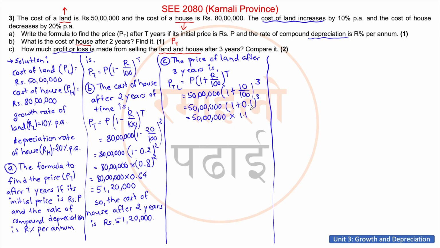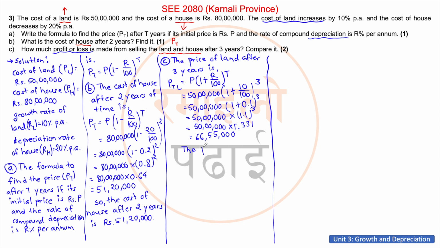is equals to 50 lakh times 1.1 power 3 is equals to 50 lakh times 1.331, and multiplying that by 50 lakh, we have 66 lakh 55,000. So this is the price of land after 3 years. Now we will find the price of house after 3 years.